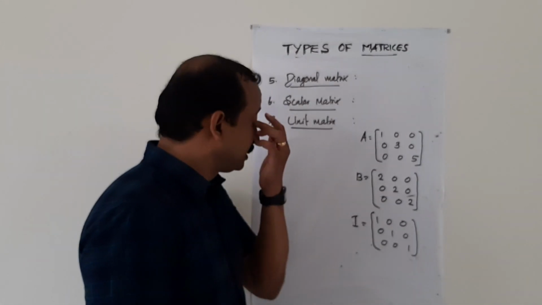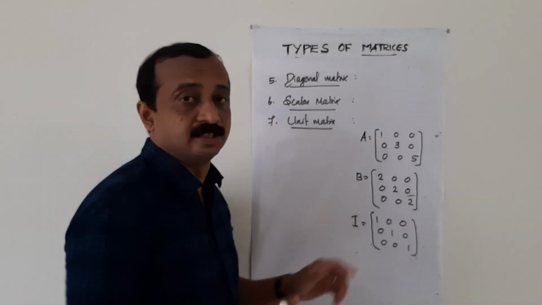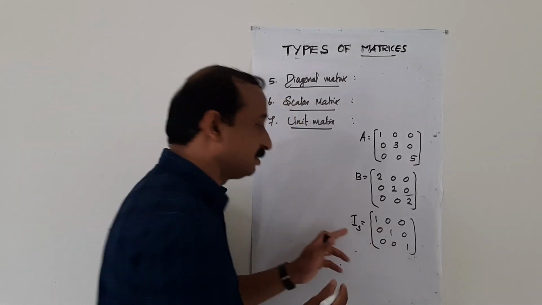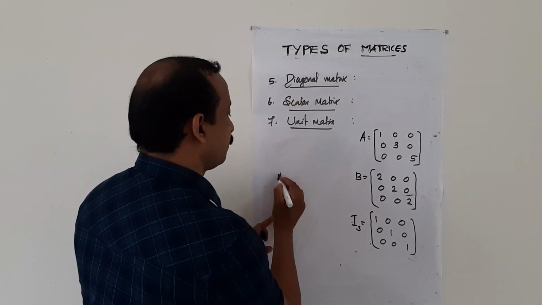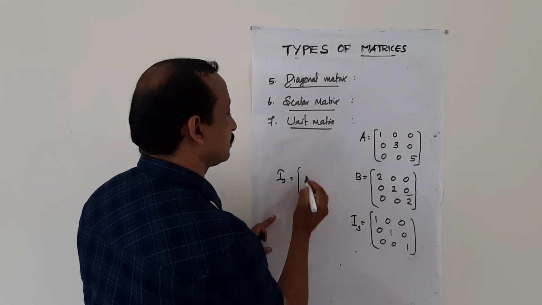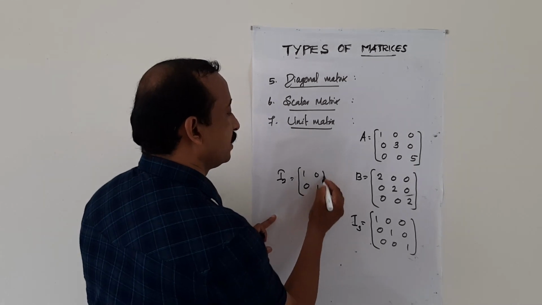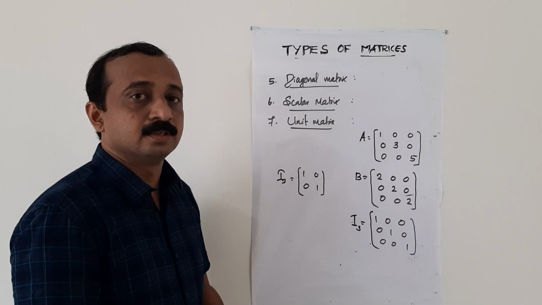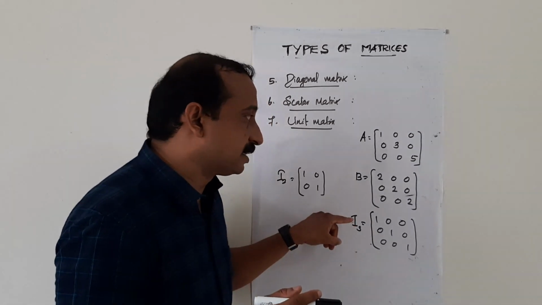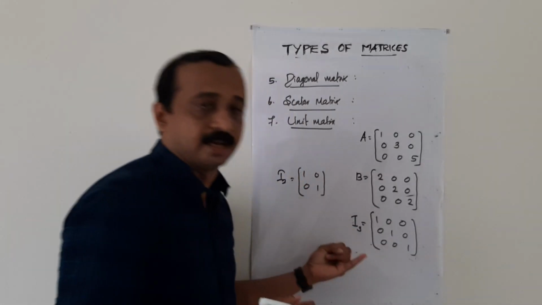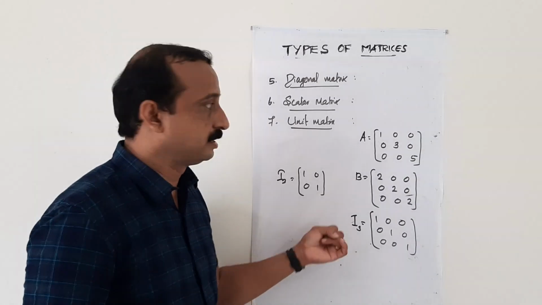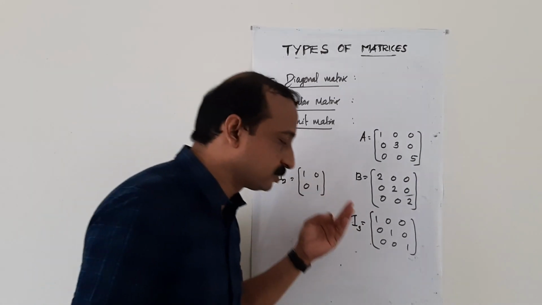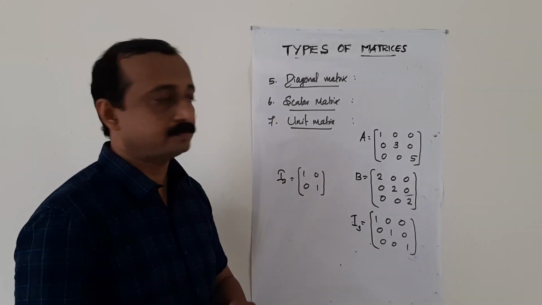Identity matrix is generally denoted by the symbol I. Here I3 means it's a 3 by 3 order matrix. And what is I2? I2 is represented as 1 0, 0 1. It's a 2 by 2 order matrix. Actually, this identity matrix is a square matrix, a diagonal matrix, and also a scalar matrix.